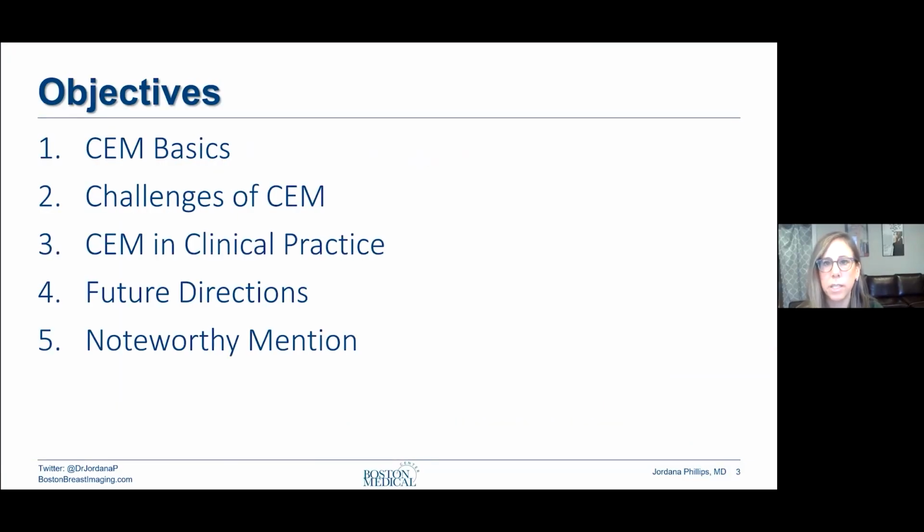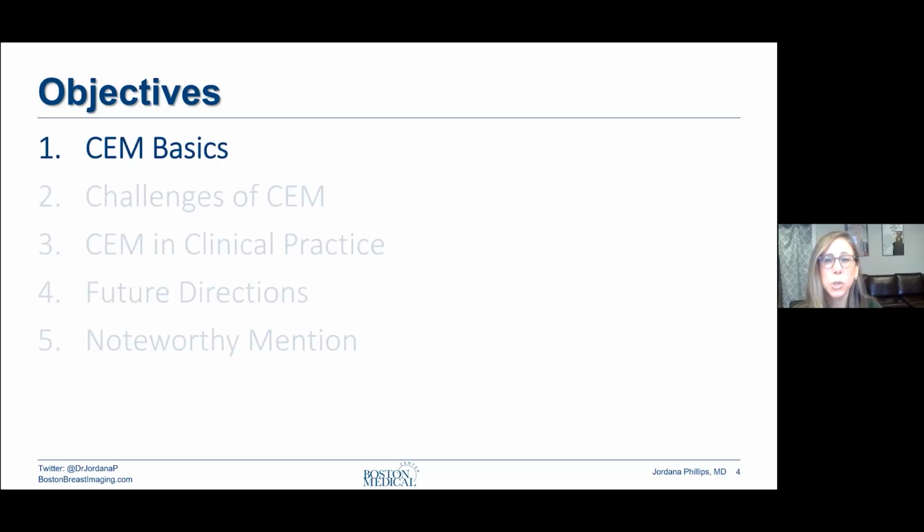So this is what we're going to be talking about today. We'll start with the basics, move on to some of the challenges of contrast enhanced mammography. As we know, there's always some difficulty when you're starting something new. We'll talk about how people are using it in clinical practice, and then we'll move on to where it's headed in the future and some other key ideas to mention. So we're going to start by talking about the basics.